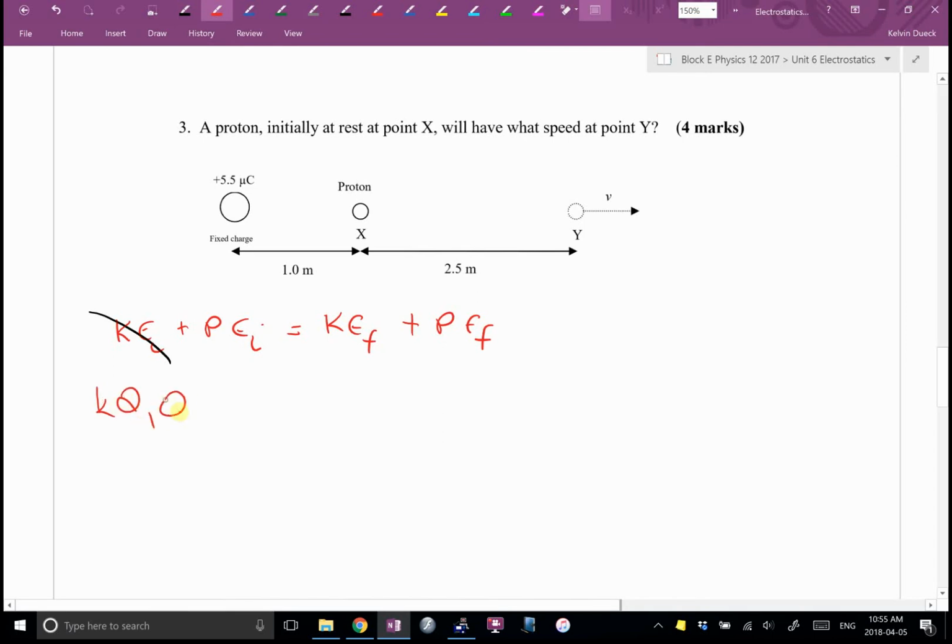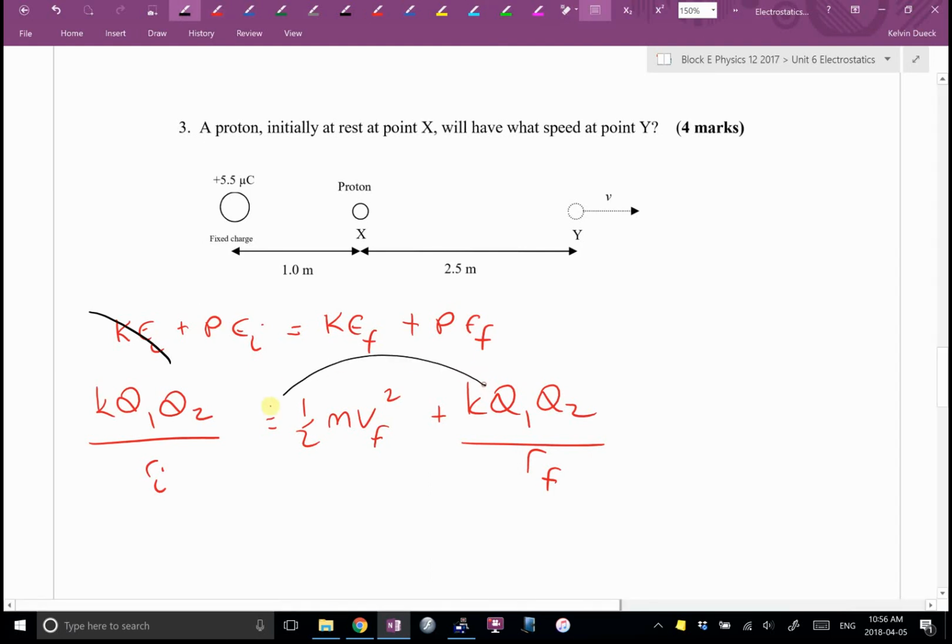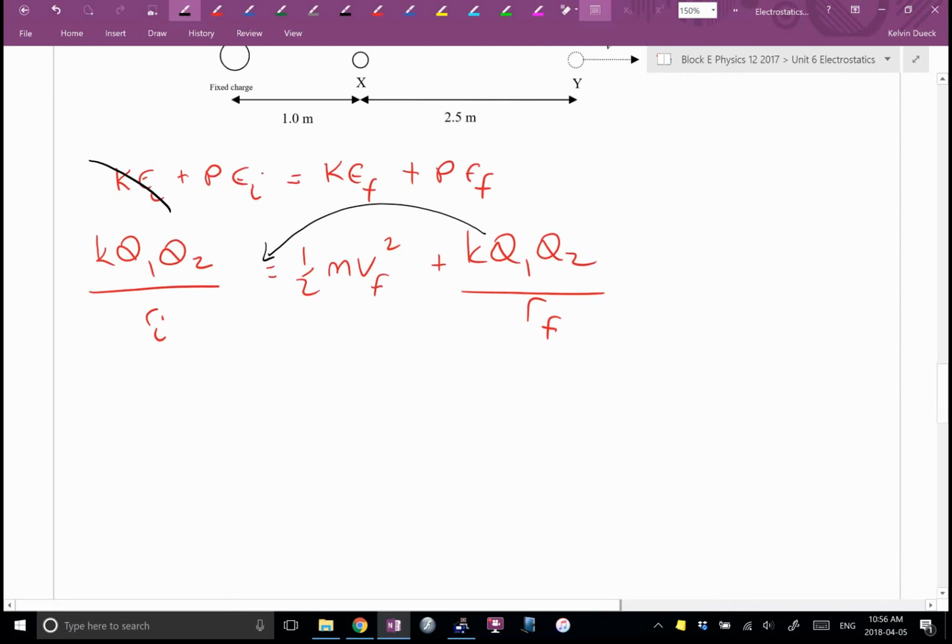So I'm going to get kQ1Q2 over R initial, not squared, equals a half mV final squared plus kQ1Q2 over R final, not squared. What I want to find is V, so I'm going to subtract that to the other side first. I get kQ1Q2 over R initial minus kQ1Q2 over R final equals a half mV squared. It's V final, but since I only have one V, I dropped the F.